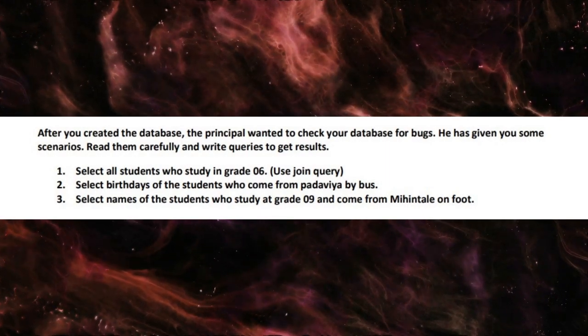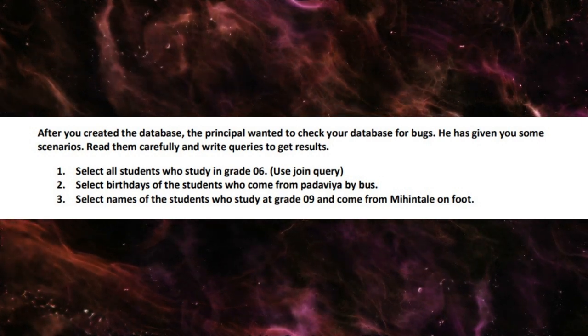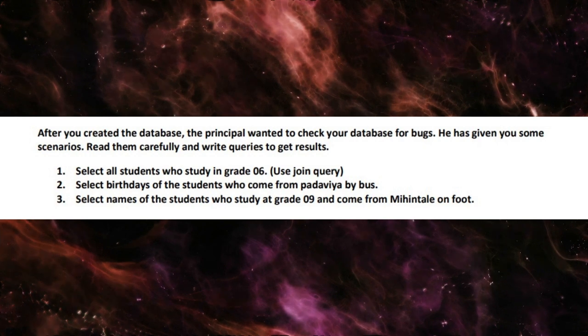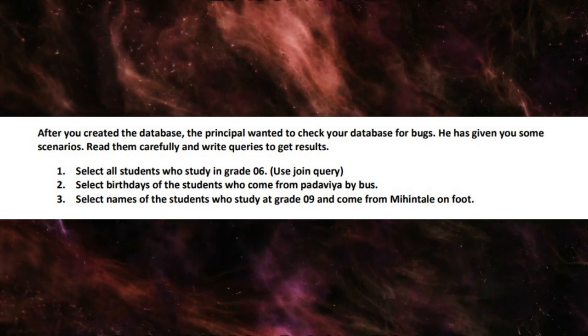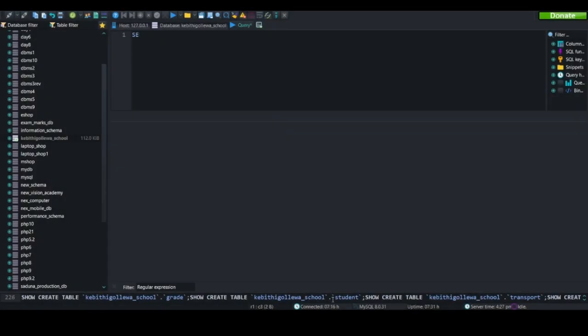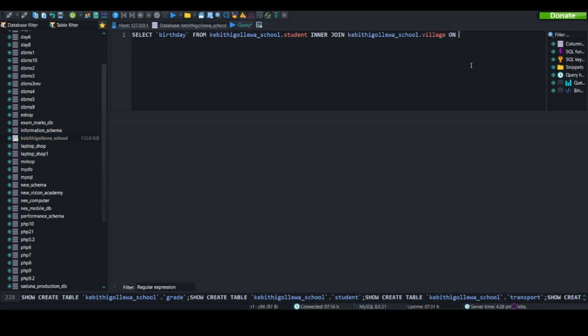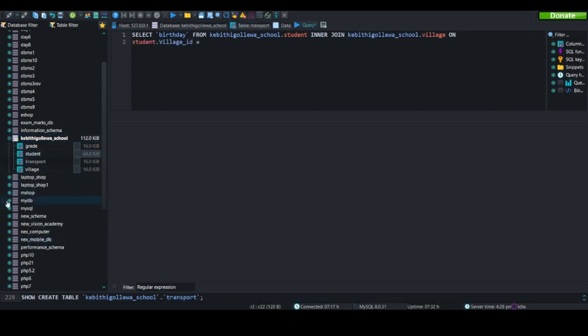Question number 2. Select the birthdays of the students who come from Padaviya by bus. In our next query, we need to find the birthdays of students who come from Padaviya and use the bus as their transportation method. I write a query like this. I start the query by selecting the birthday column. I use an inner join to connect the student table and village table in the Graphically school database. Then I added on keyword. After that, I add tables with column names of how the foreign keys have been connected.